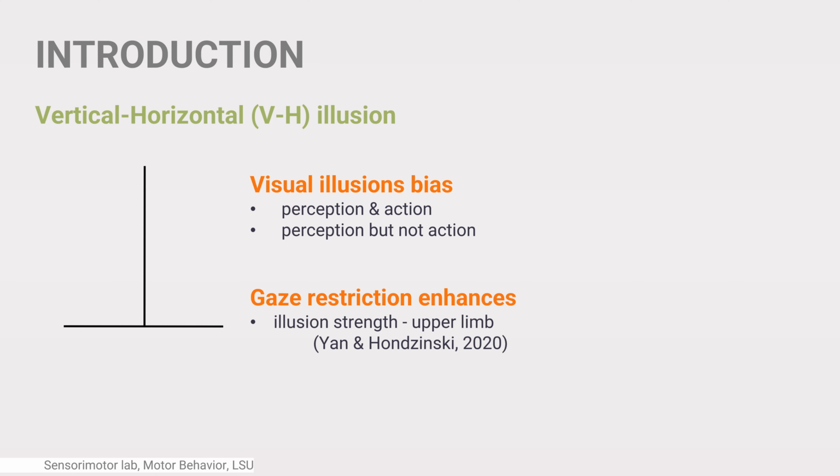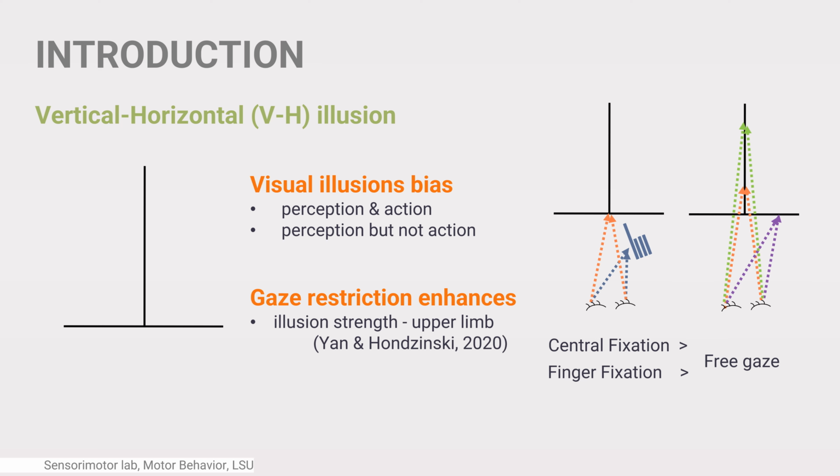In our previous study, we found that stronger VH illusion influences were produced when people were forced to look at the center area of the configuration only, or their finger movement only. Thus, if such enhancement occurred in the upper limb movements, what about the lower limb?